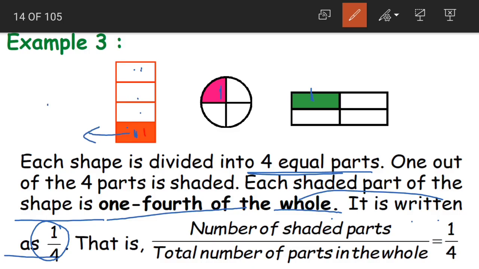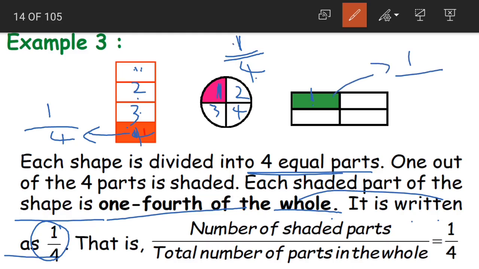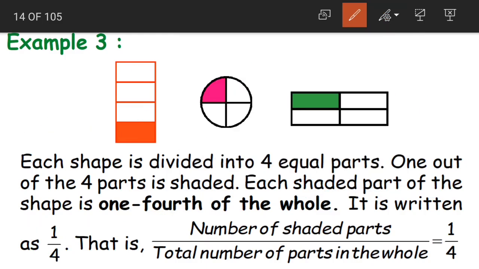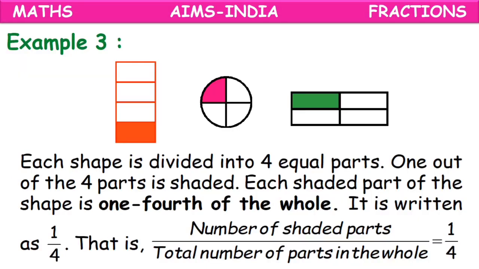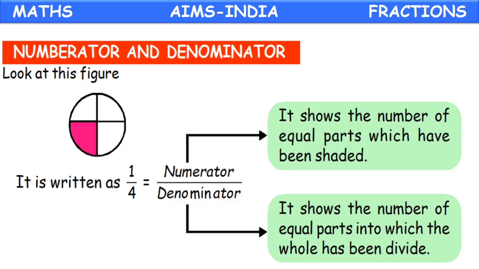That is, 1 is the number of shaded parts divided by 1, 2, 3, 4, the total number of parts in the whole. Again here we have 4 parts and 1 is the shaded part, so 1/4. Even here, 1 is the shaded part and we have 4 parts. So 1/4 becomes our fraction for the given shaded part. What was this? Fraction of a region. Region means a single object which was divided here, and then we wrote the fraction for each shaded part.